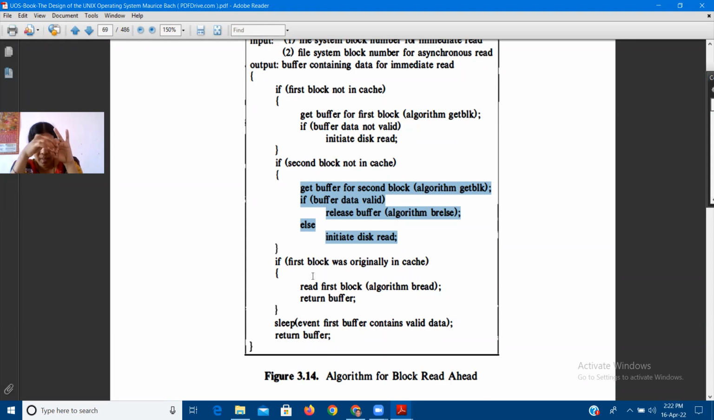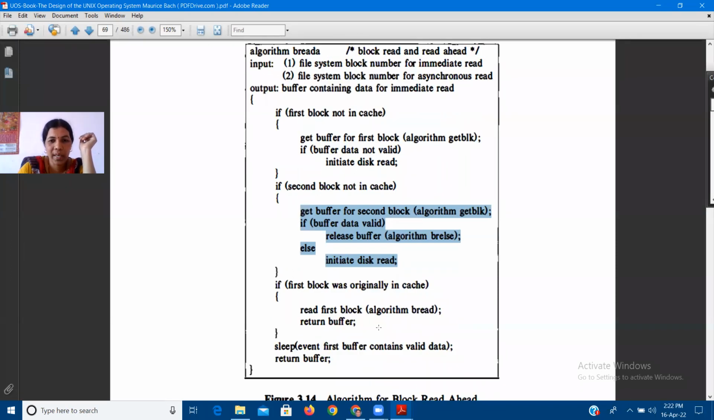Again its output will be ready. Again this will be treated as immediate and this will be treated as asynchronous. This will be over. So again it will be the output of first block. Again the second will be treated as a first block. Like that onwards. Okay. So this is about the breada algorithm. Note it down. Breada algorithm.